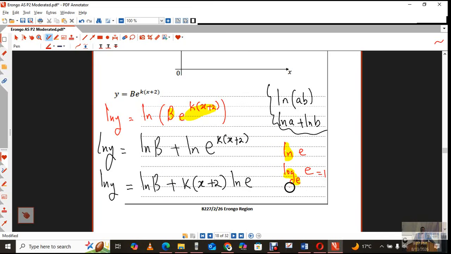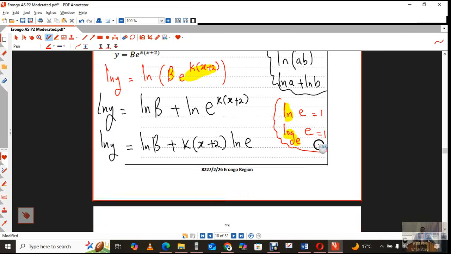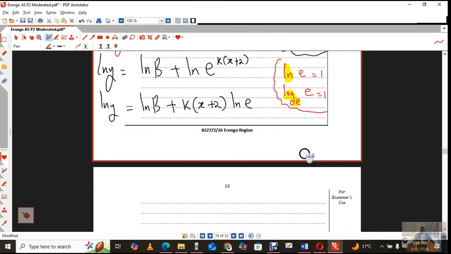Ln e is equal to 1. So therefore, ln e is equal to 1. That makes sense? Good. Now, from your log laws, let's continue with that.